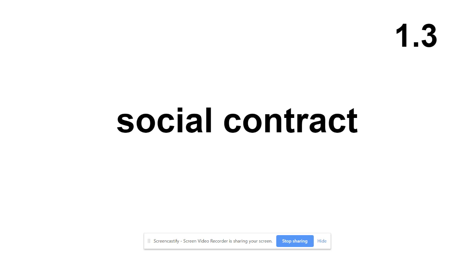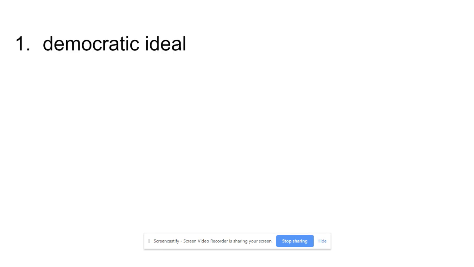1.3, social contract. A contract's an agreement between parties. A contract is an agreement between individuals. A contract is an agreement between an individual and a group of people. Social contract means all of us, like society. So it's like a contract the society makes. Flip over. This is a democratic ideal.